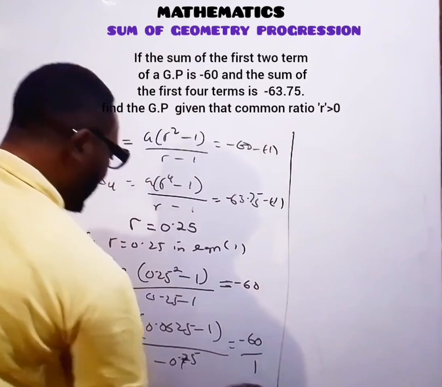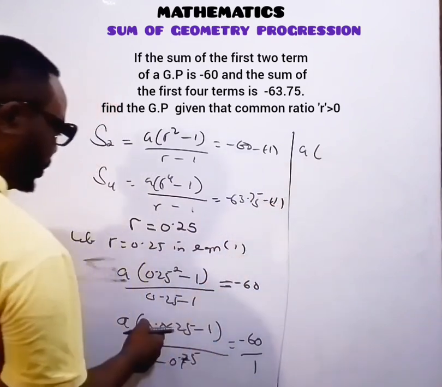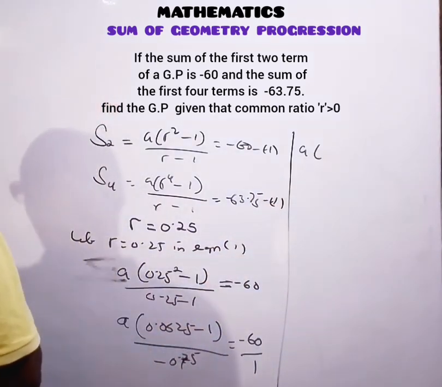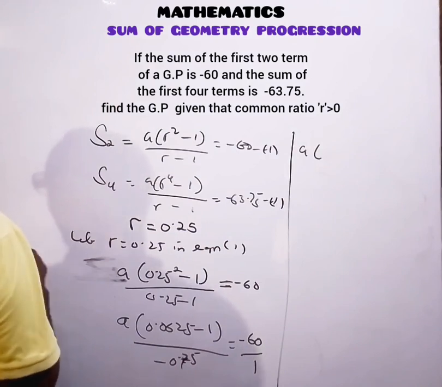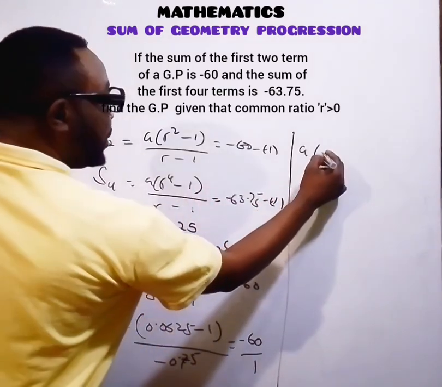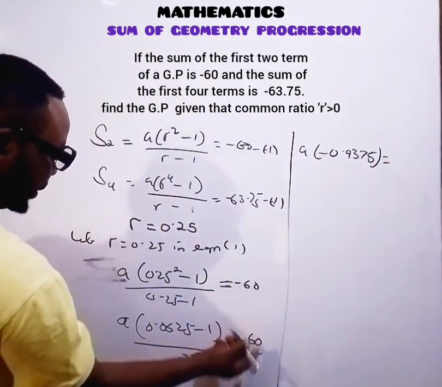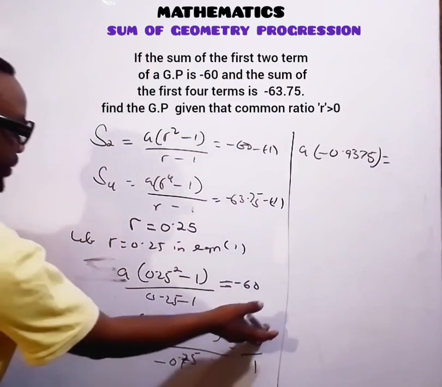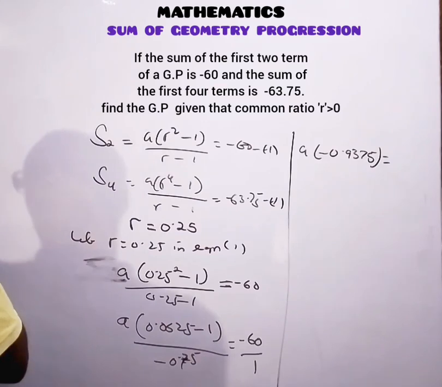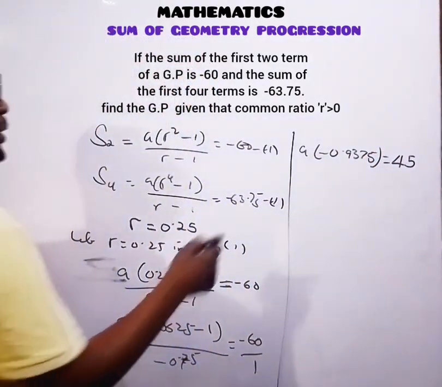Now, here we can cross multiply. We can say a into bracket 0.0625 minus 1. Let's solve that one. 0.0625 minus 1 gives us minus 0.9375. So minus 0.9375a will be equal to this multiplied by 1, so it's going to be the same value, 0.75 multiplied by minus 60. That is going to give us a positive answer. That one will give us 45. Check your calculator, you can get that.